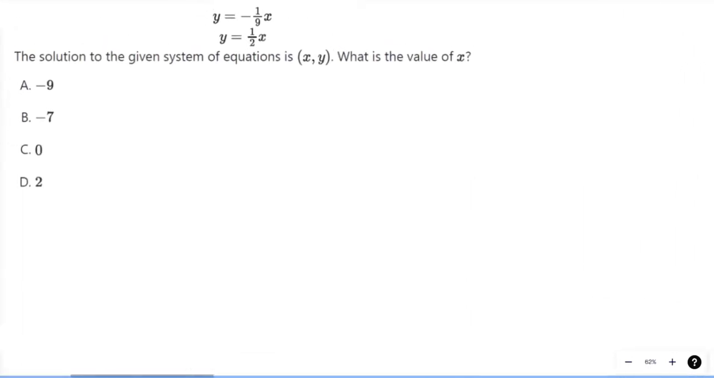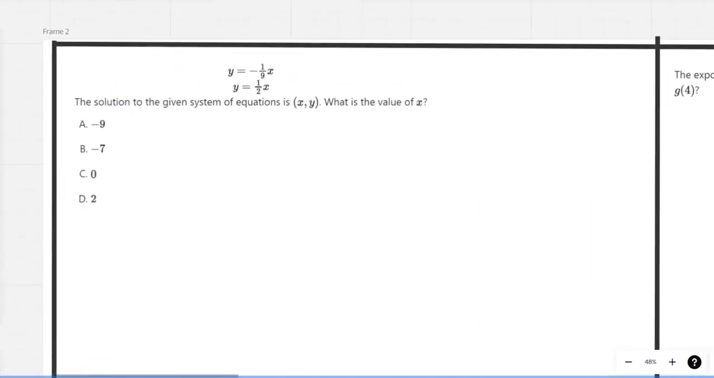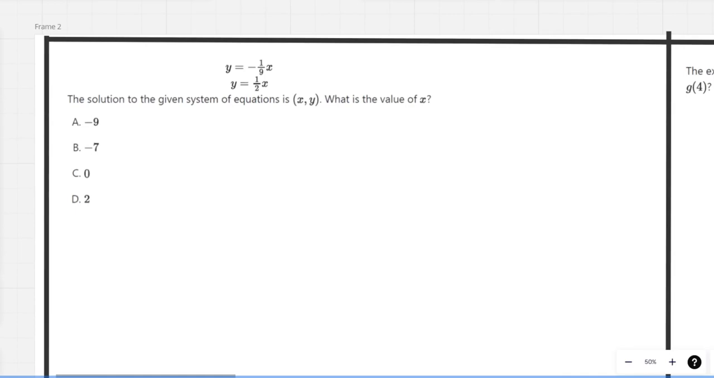First question we've got is a nice little math question. You guys feel free to answer this in the chat as well. I'm not going to stop you, but I will go through it with you. So this one says the solution to the given system of equations is x comma y. What is the value of x? Well, this one I think you guys should all be able to figure out.